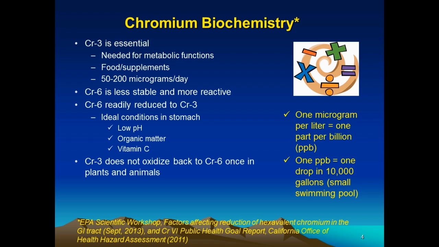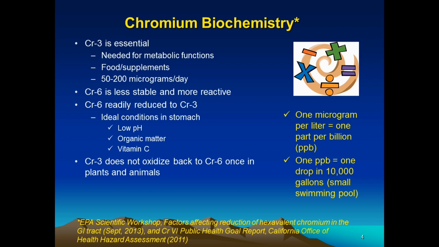Chromium-6, because it's missing those 3 electrons, is a little less stable. So it's more reactive. It's easily converted to other things, and it's more reactive with cells. And that's one of the things that we're worried about, and some of the scientists are worried about. It is easily and rapidly reduced to chromium-3. One way to do that is to put it in a reducing environment. Low pH: your stomach is designed to reduce chromium-6 to chromium-3. It happens rapidly, within seconds.